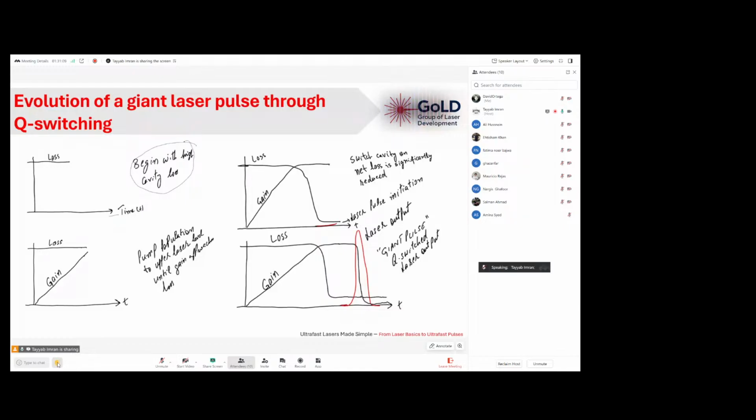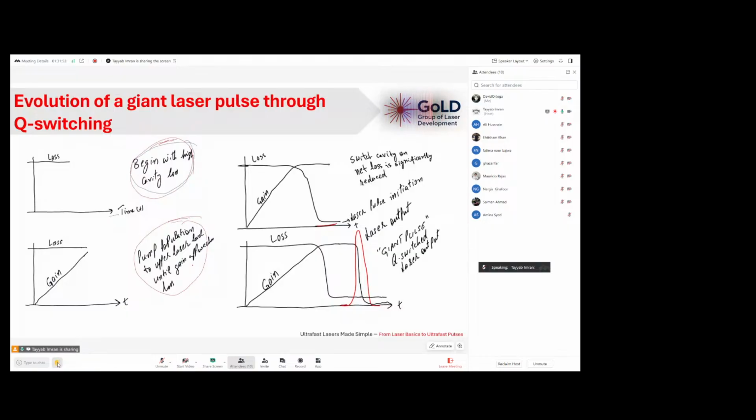Begin with the high cavity losses when the switch is off. The switch is off, so the photons are not oscillating. Here the pumping is going on, population inversion is building up. You can say this is the beginning state, when the laser has not even been turned on.